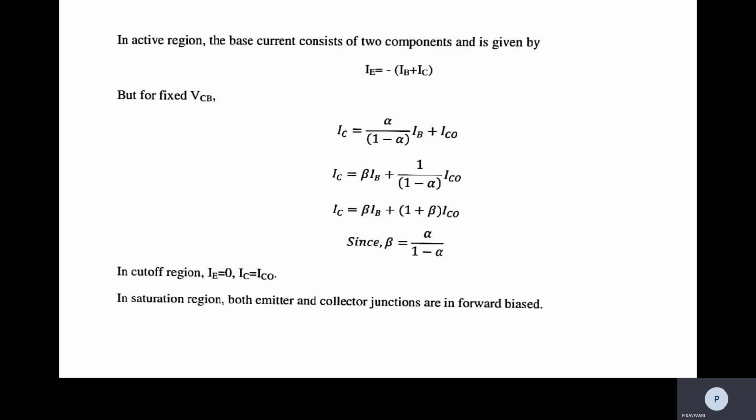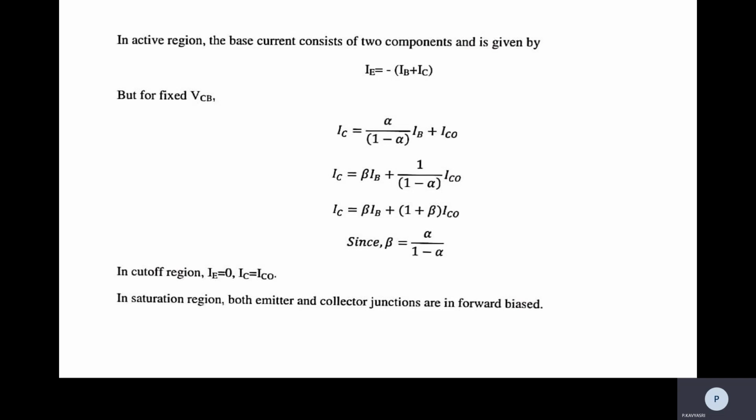So by replacing the beta value here, we can write the equation as IC is equal to beta IB plus (1 plus beta) into ICO. In the cutoff region, IB is equal to 0 and IC is equal to ICO.